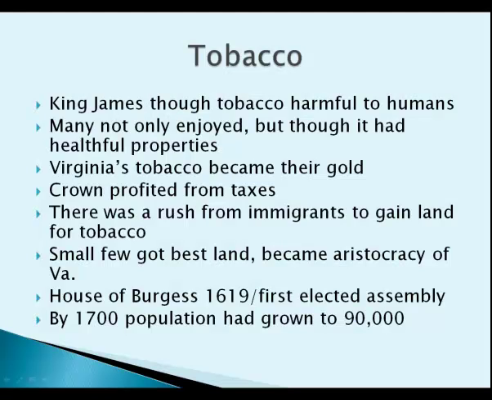Now, King James I thought the tobacco was harmful to humans, but a lot of people enjoyed it. They even thought it was healthy. So Virginia's tobacco is going to become their gold. And even though King James did not like or approve of the tobacco, he certainly didn't mind taking the taxes from it. And all of a sudden there's a big rush from immigrants to gain land for tobacco. And unfortunately, there was a small number who got there and got the best land. And they're going to wind up becoming the aristocracy of Virginia.